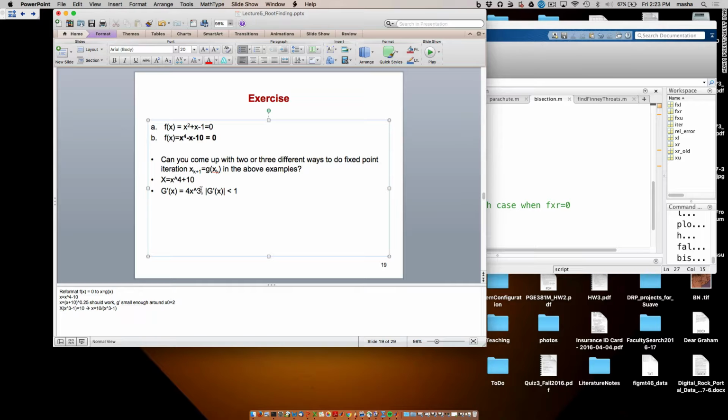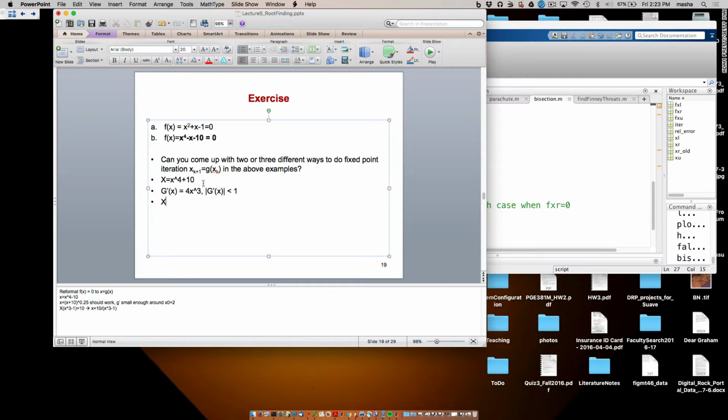So actually, I could look at x's where this is true, right? I can find the limit on x's where this is true, and I do hope that those x's are close to the root that I'm looking for, but that's not necessarily going to happen. Okay. What is another option I could have? How could I rearrange this?